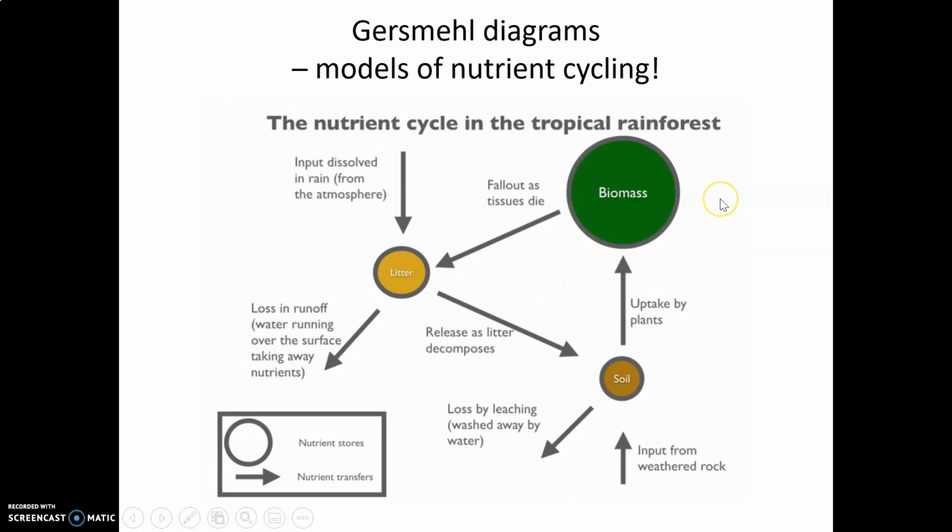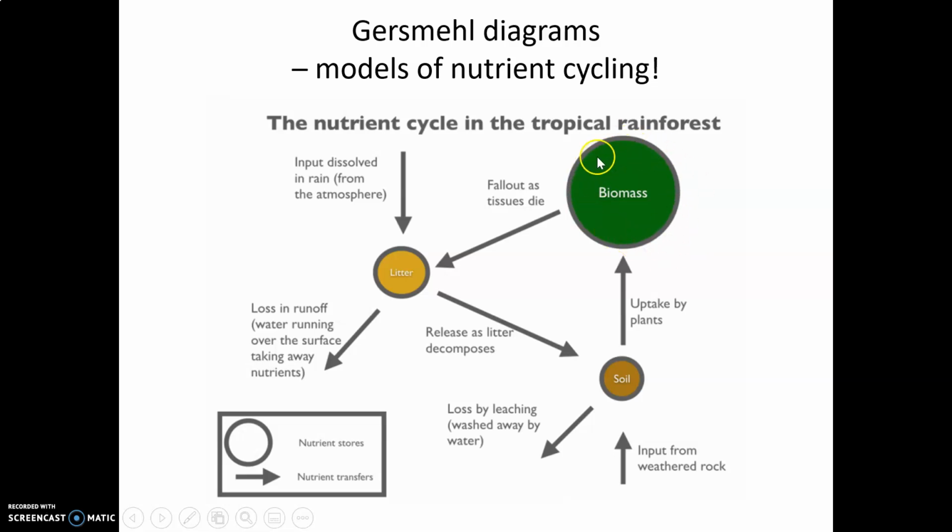Then there's another type of diagram, and these are called Gershmal diagrams. What they model is how nutrients are recycled in different ecosystems. And they always have these three circles. One circle would be biomass, one circle would be litter, and one circle would be soil. So these are the different stores where nutrients can be.